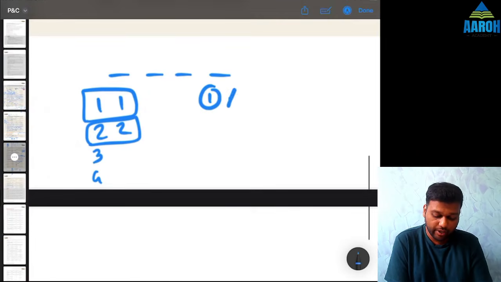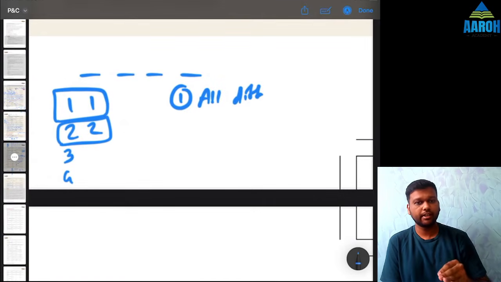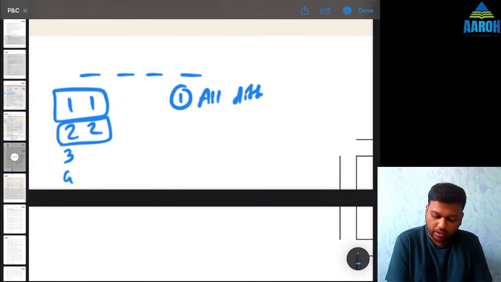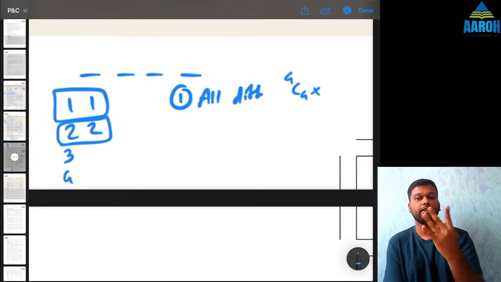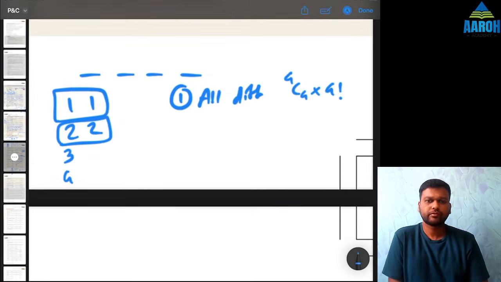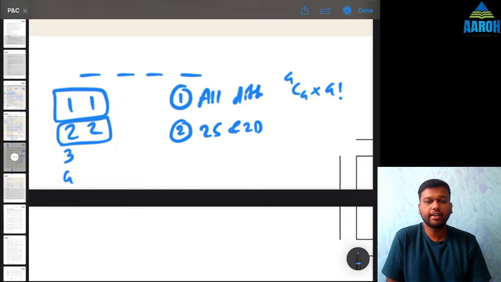Maybe we take all different letters. How many different numbers are there? 4, 1 2 3 and 4. So we select all 4, 4C4, and then we arrange them because we have to create a number here, right? So 4 factorial. Or maybe we take two same and two different letters.